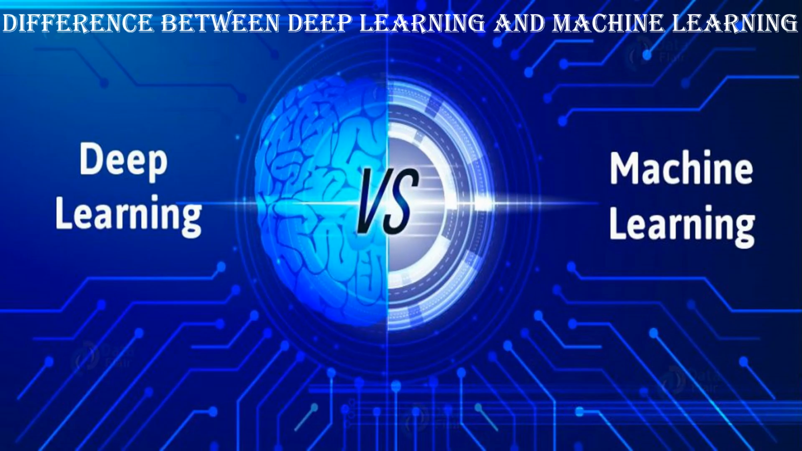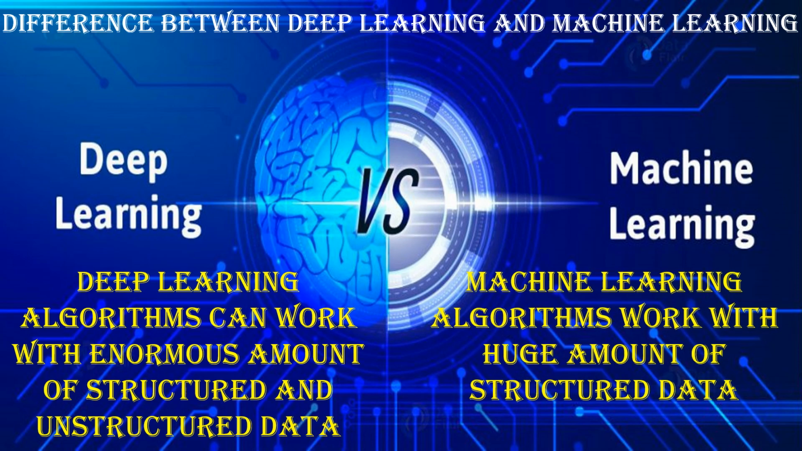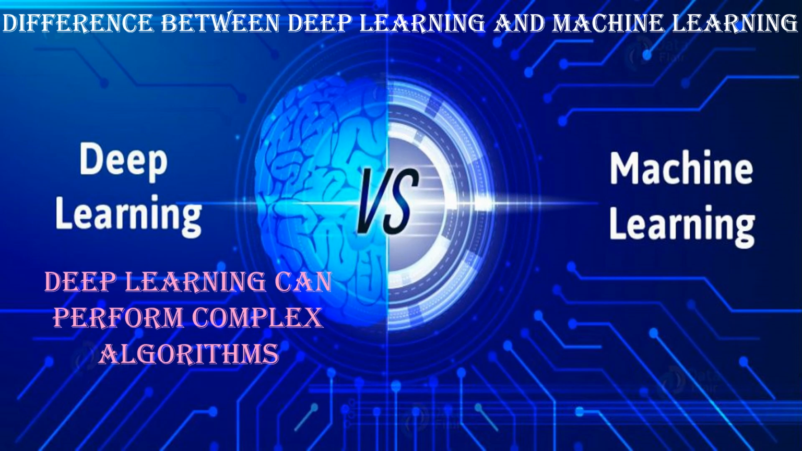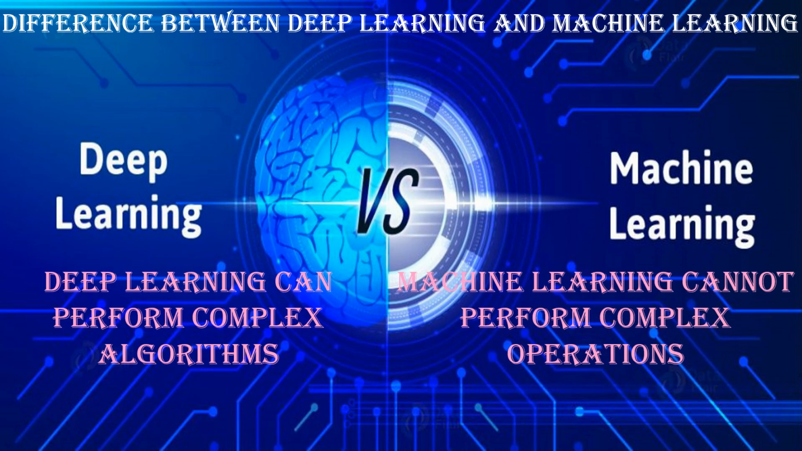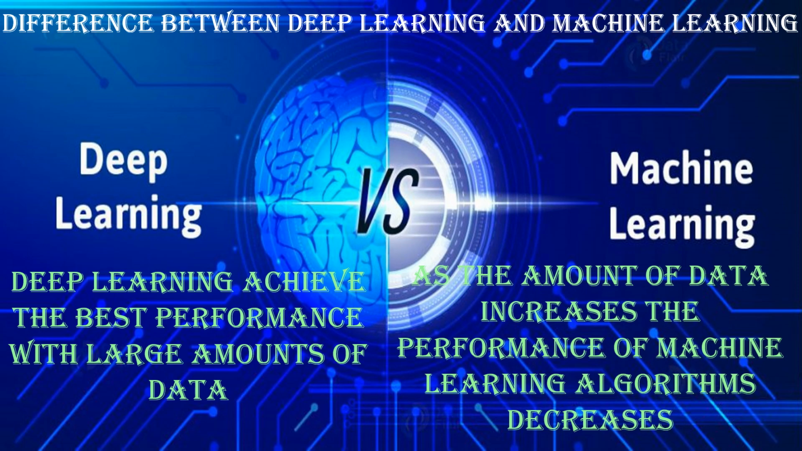Let's see the difference between deep learning and machine learning. Deep learning algorithms can work with enormous amounts of structured and unstructured data. Machine learning algorithms work with huge amounts of structured data. Deep learning can perform complex algorithms, whereas machine learning cannot perform complex operations. Deep learning achieves the best performance with large amounts of data, whereas in machine learning, as the amount of data increases, the performance of machine learning algorithms decreases.